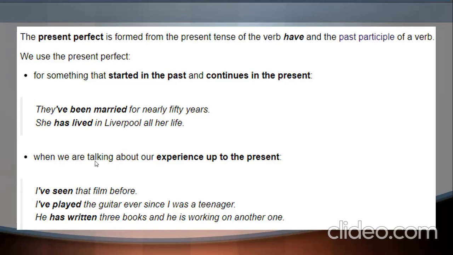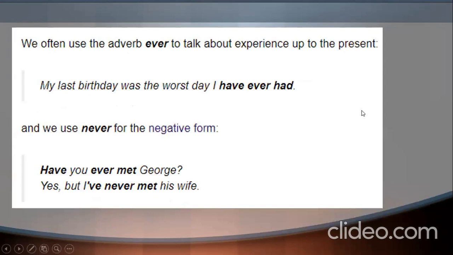No, I'm talking about the third sentence. He has written 3 books. Correct. What? 3 books. Okay, the experience. Now, the following. We often use the adverb ever to talk about the experience up to the present. So here is an example. My last birthday was the worst day I have ever had. What is the meaning in Spanish of this sentence? Who wants to tell me?